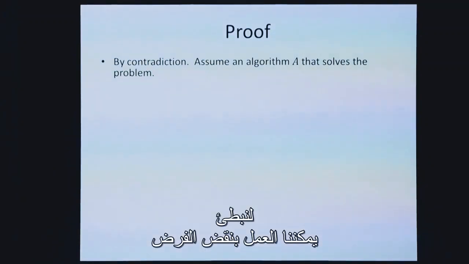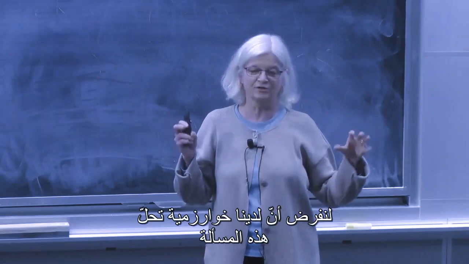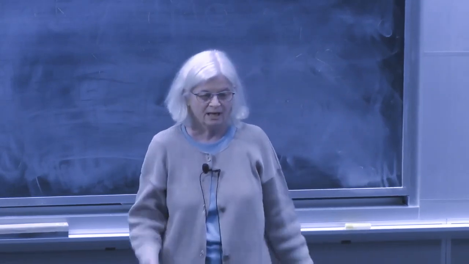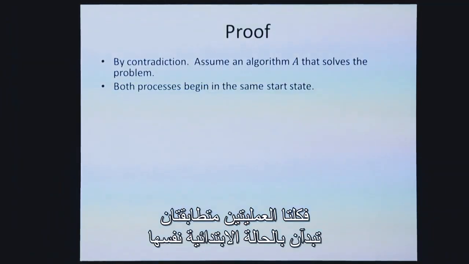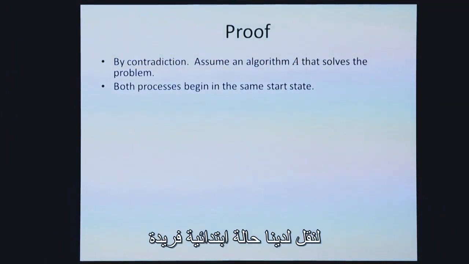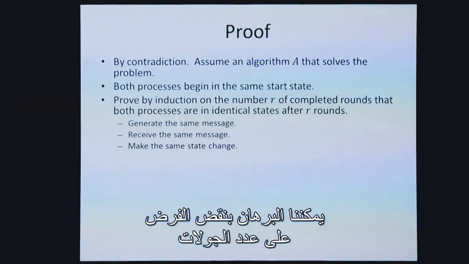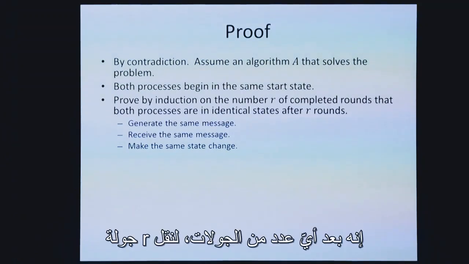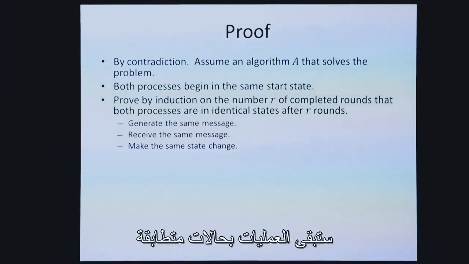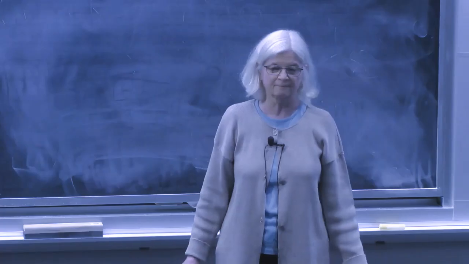So let's slow down. We can work by contradiction. Suppose you have an algorithm that solves this problem. Both of the processes are identical. They start in the same start state. Let's say there's a unique start state. So we can prove by induction on the number of rounds that after any number of rounds, say R rounds, the processes are still in identical states.